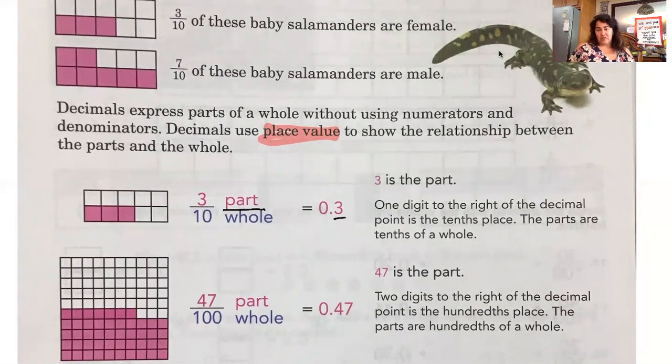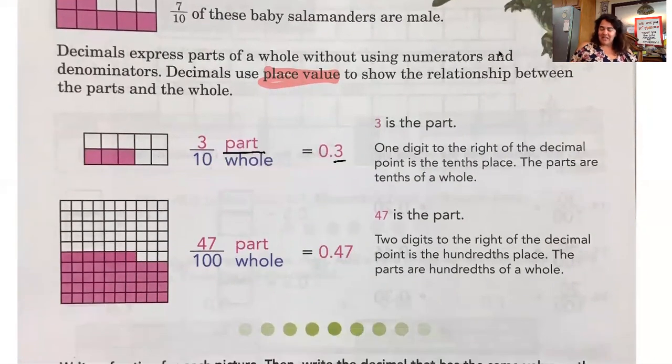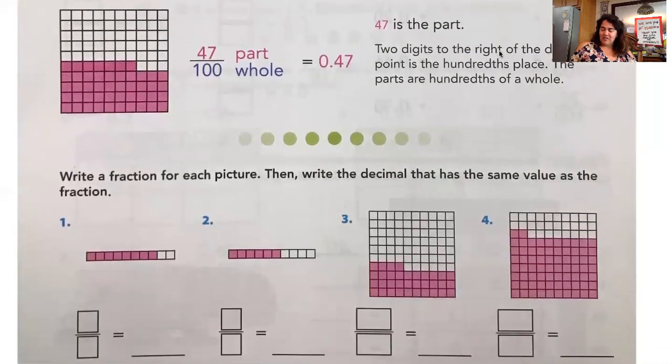Then we went further, right? The first number to the right of the decimal is the tenths place. What goes to the right of the tenths place? The hundredths place. That's right. Very good. And if we keep reading, it says 2 digits to the right of the decimal point is the hundredths place. The parts are hundredths of a whole. And we talked about how pennies are hundredths of a dollar, right? Okay, friends. Good job. Let's move on.